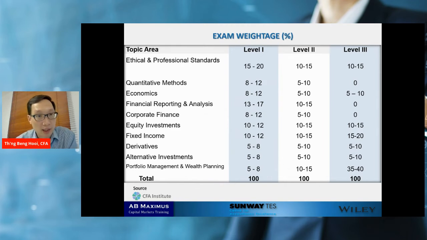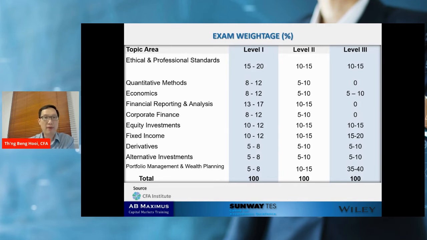Anyway, the exam weightage for Level 2 has been pretty constant the last couple of years. As you know, if you've been following the CFA exam weightage for Level 2, there's always been a range. It's not exactly 10% or 15%, but 10 to 15% for ethics, and likewise for all of the other topics. This way of allocating the weightage for Levels 2 and 3 has been around for some time. There is a range.